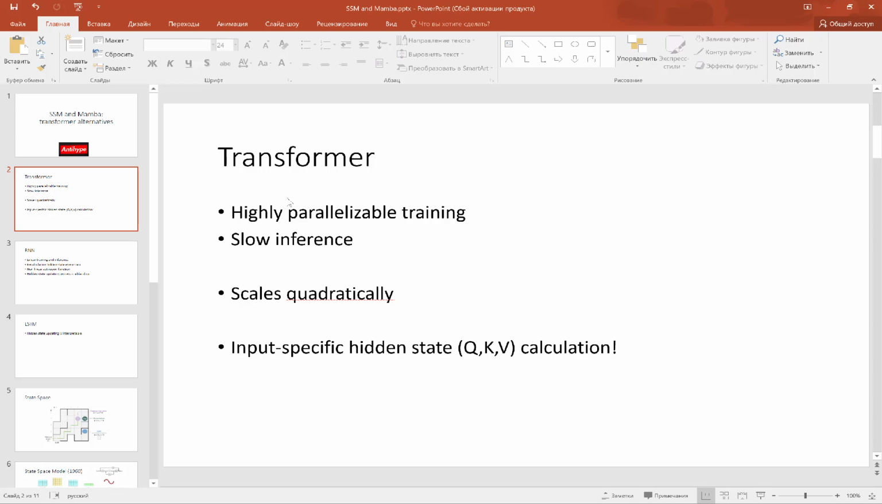We can calculate attention for each word, like for example in self-attention, in parallel, and it is very good for training. But in inference, when we use the decoder, it is slow because it should recalculate sequentially. And this is a bad side of the transformer. Also, it scales quadratically in memory. And the biggest thing why it works is the QKV calculation, which is an input specific hidden state.